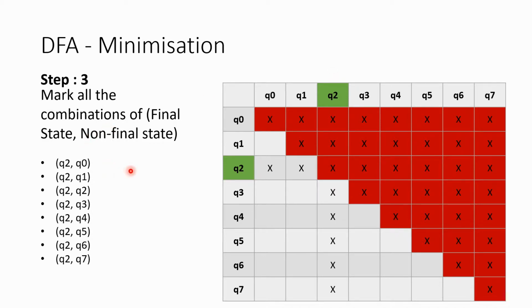The step 3 in DFA minimization is to mark all the combinations of final state and non-final state. So as we have marked our final state Q2, we can easily remove all of its combinations with the non-final states as shown in the table.